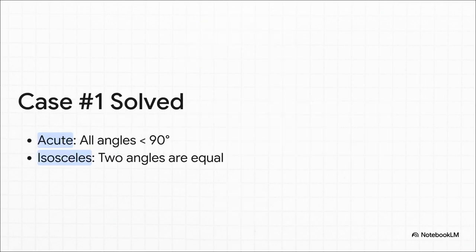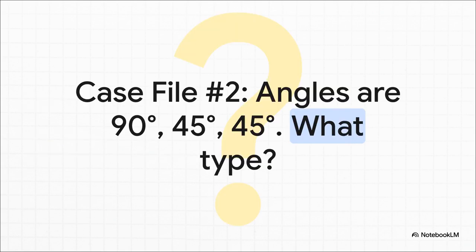So let's break it down. First off, all three angles, 40, 70, 70, are less than 90, right? So we know for sure it's an acute triangle. But hang on, there's another clue. See those two 70-degree angles? They're identical, and that's the classic sign of an isosceles triangle. So this one actually has two identities. It's an acute isosceles triangle. Ready for the next one?